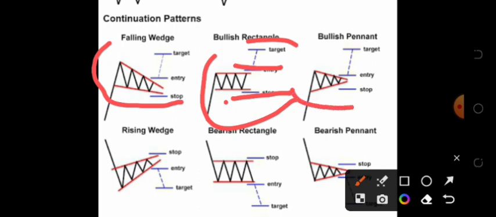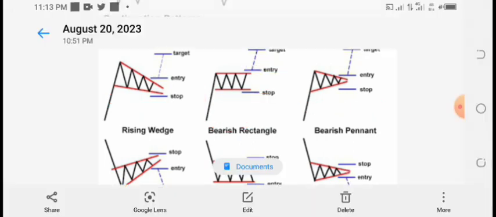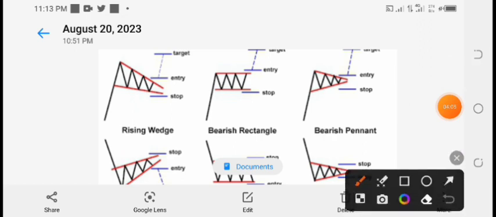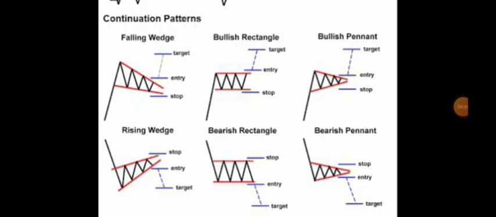Also, the bullish pennant is the kind of pattern that when you see it in the market during bulls, it indicates that the market will continue in the upward direction as before. And also we have bearish continuation patterns. Bearish continuation pattern number one, we have the rising wedge. When you see a rising wedge during bearish, it indicates that the market will continue falling, it will continue being bearish.